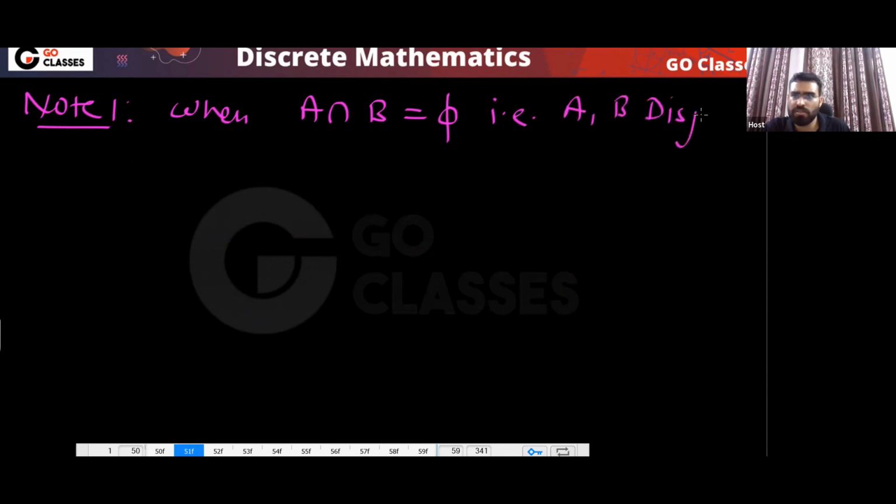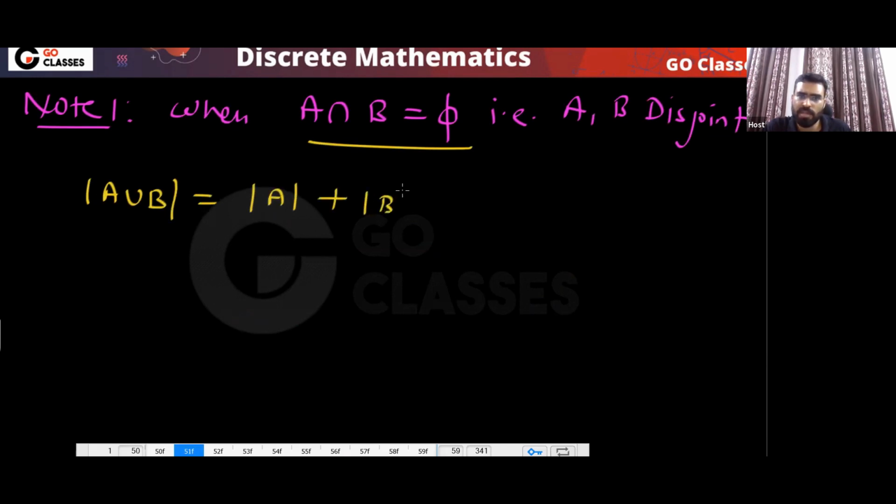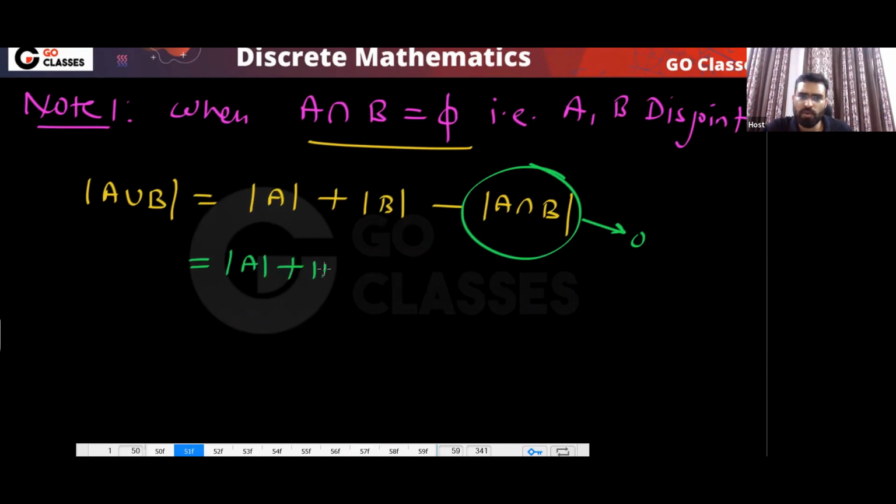When A intersection B is empty, that means they are disjoint. In this case, because they are disjoint, the number of elements in A union B will be the number of elements in A plus the number of elements in B minus the number of elements in A intersection B. What is the number of elements in A intersection B? That is 0, because A intersection B is empty. So this will be the final answer.